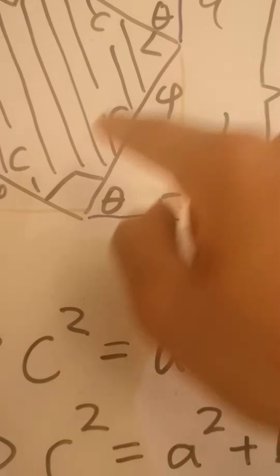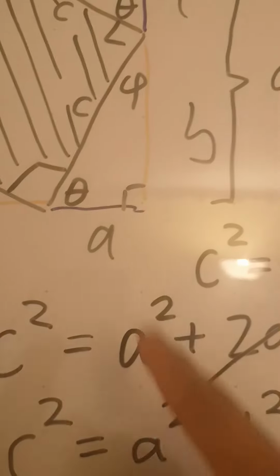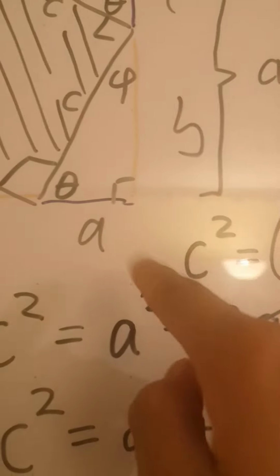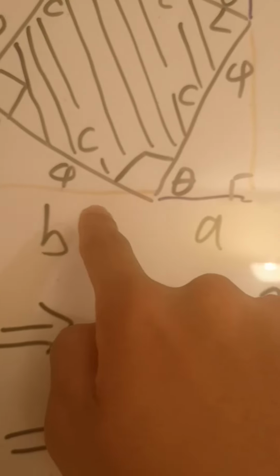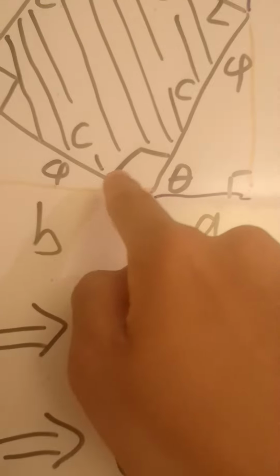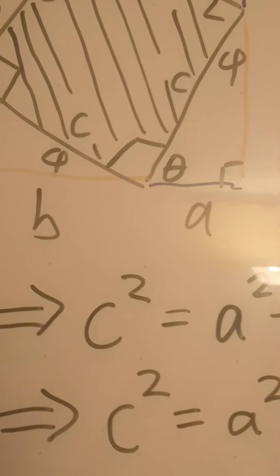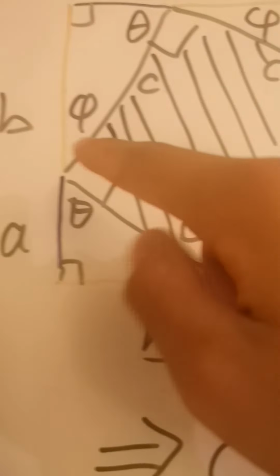Because from this triangle we know that the sum of the angles inside a triangle is 180, right? So if theta plus phi plus 90 is 180, then theta plus phi is 90. So here I have theta plus phi is 90, then 90 plus whatever this angle is 180, which means this angle has to be 90. So I apply similar logic to here. So here's 90, 90, and this is 90 as well.